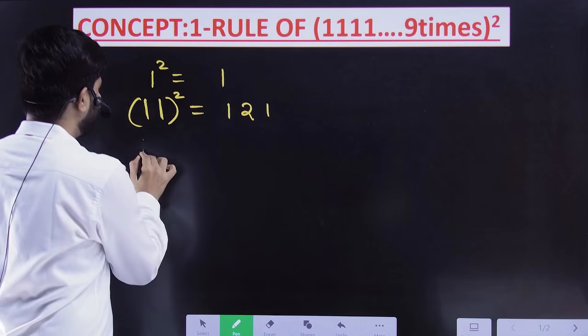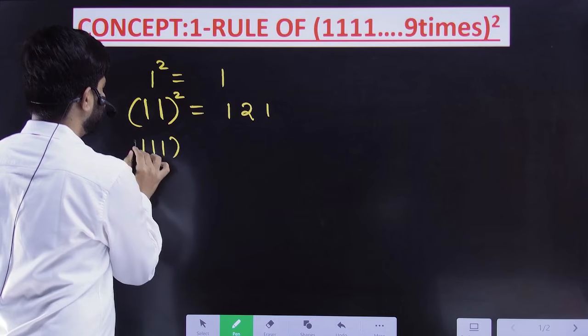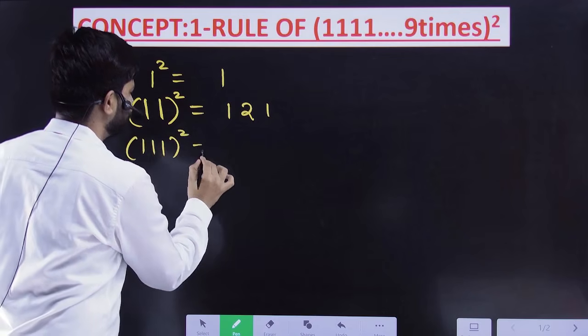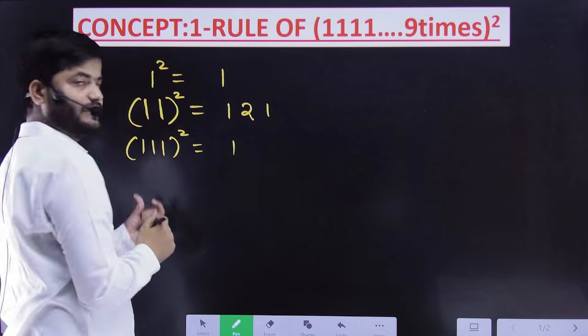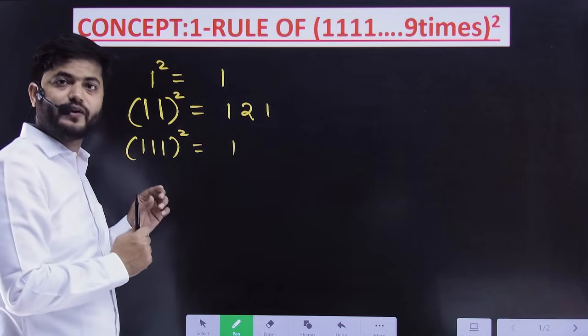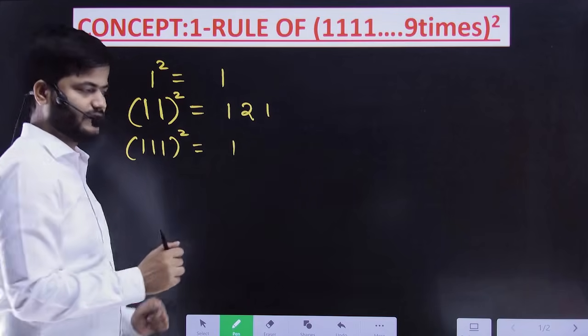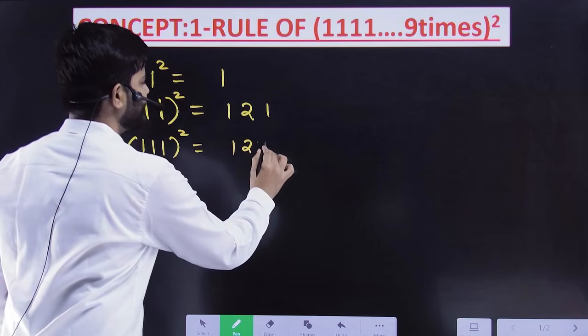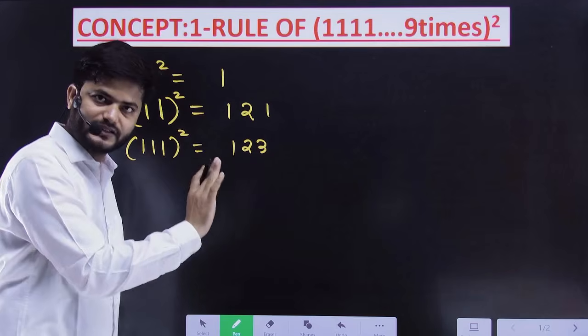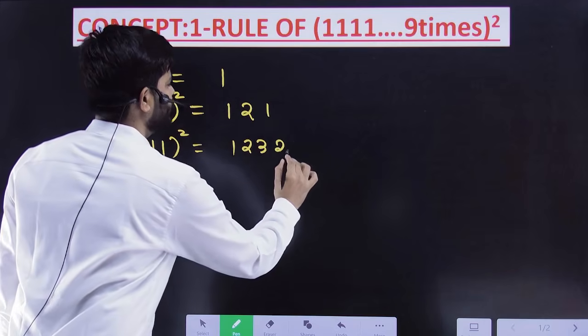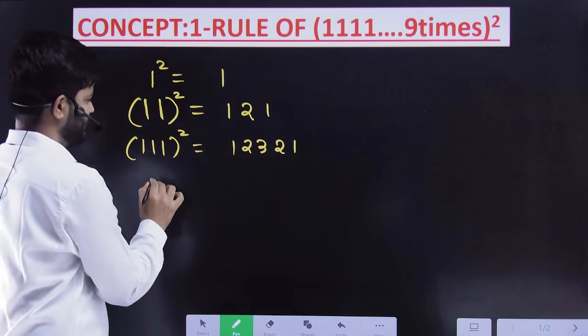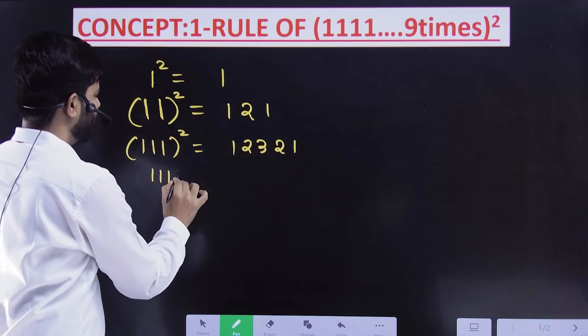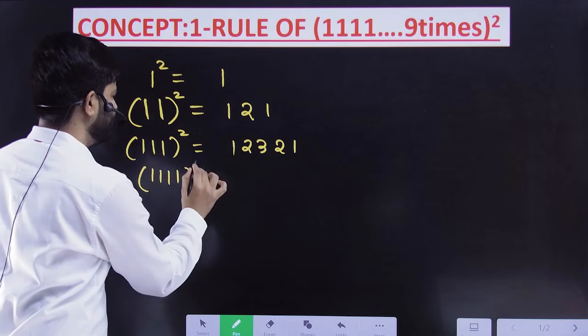When we write 1 3 times, the square of this number is: we do the counting up to 3 because 1 is written thrice. 1 2 and 3. After 3, decrease the counting: 3 2 1.